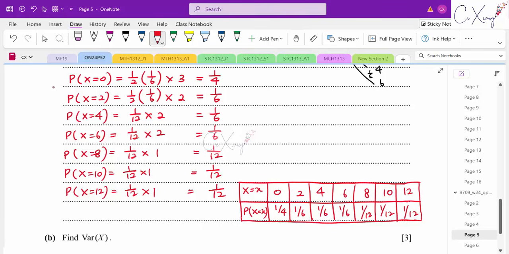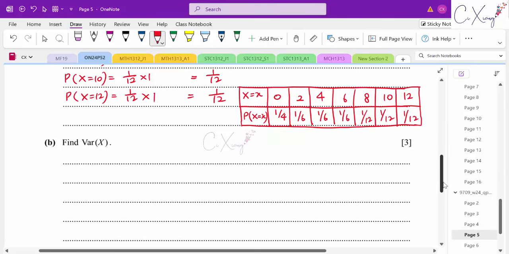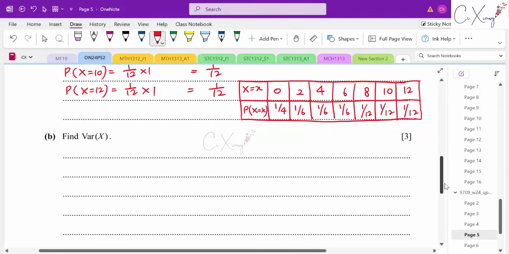Okay, so basically this is how we calculate the probability for every single value for x, and eventually we should try to compile them into a table form, right? Okay, so this is what we have for part A. Let's continue to part B. For part B, they are asking for the variance of x.